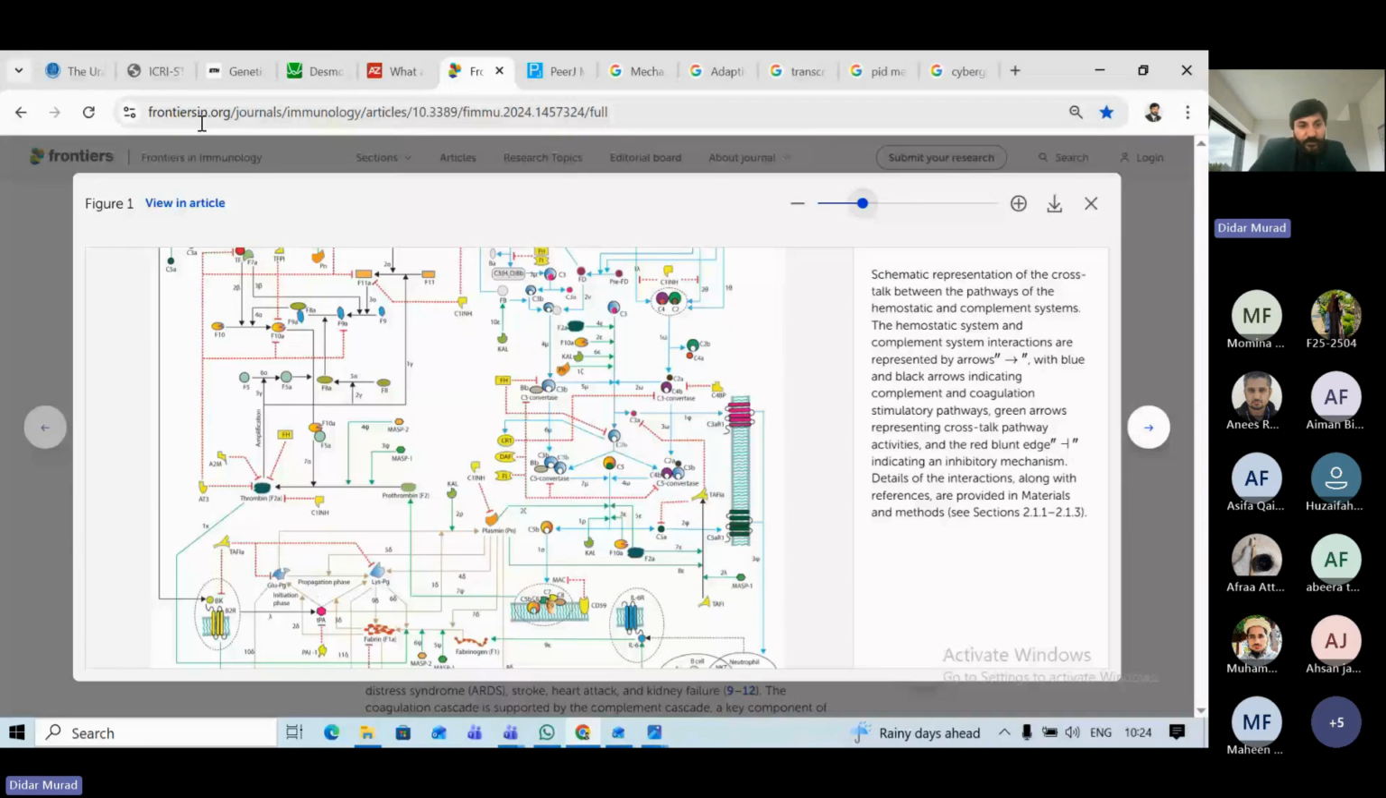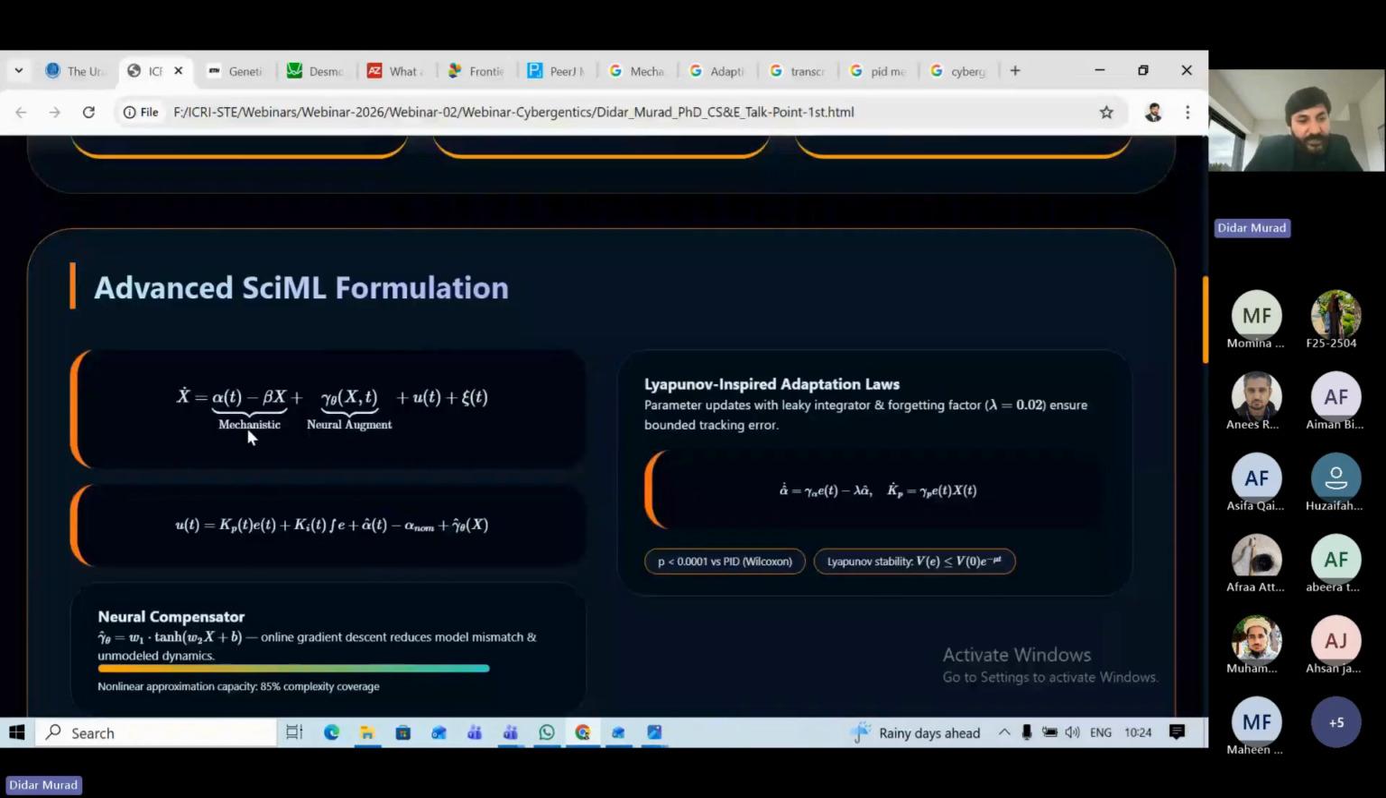Let me come again. This is the ODE system. For example, this is X. This is the transcription factor. In simple words, the change in expression with time. Expression means concentration of protein, concentration of gene. Gene means protein.